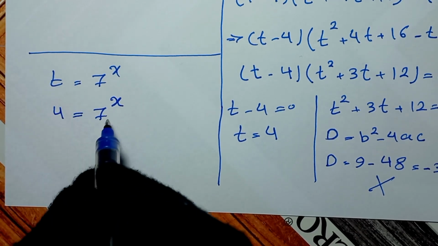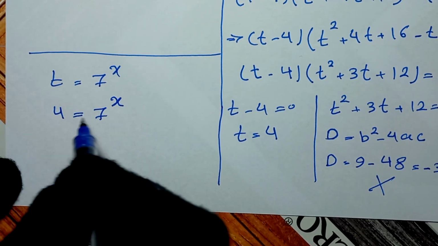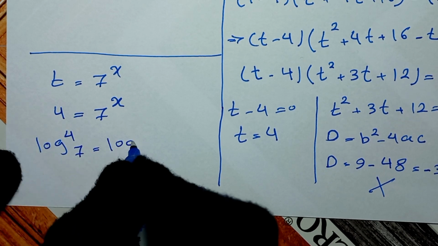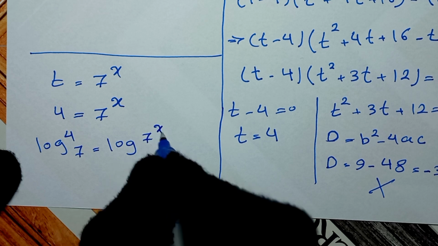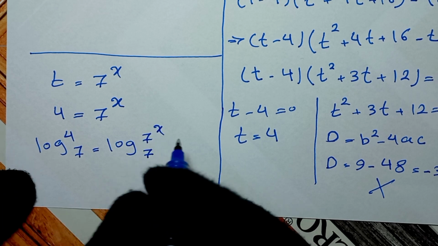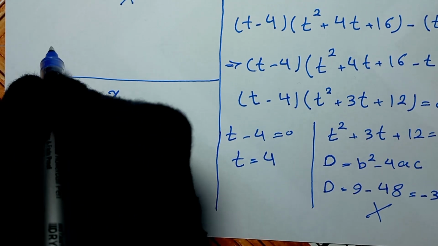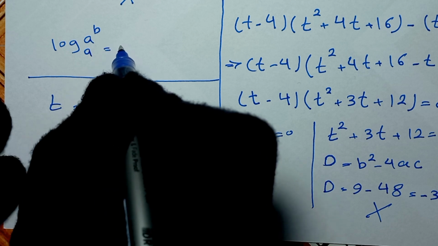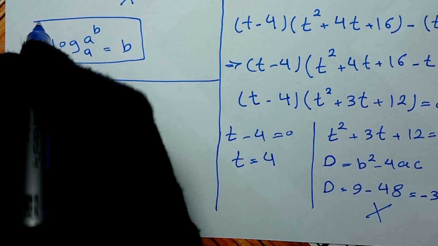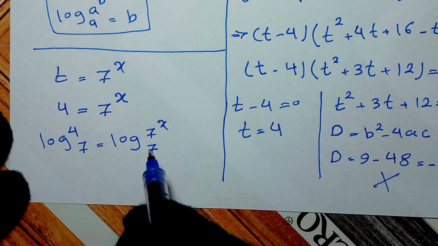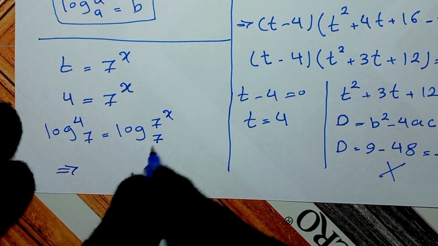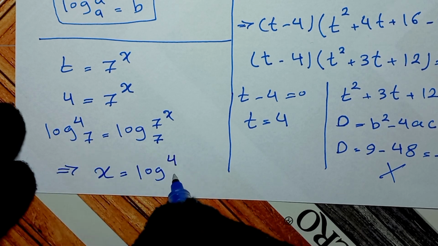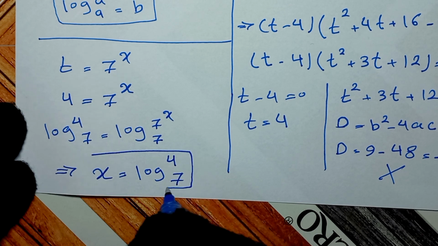Next step, we apply log base 7 to both sides of this equation, and it will be log of 4 to base 7 is equal to log of 7 to the power of x to base 7. And from log rules, this is equal to x, right? If we have log of a to the power of b to base a, this is equal to b, right? So here we have log of 7 to the power of x to base 7, and this is equal to x, and from here x is equal to log of 4 to base 7, and this is our final answer.